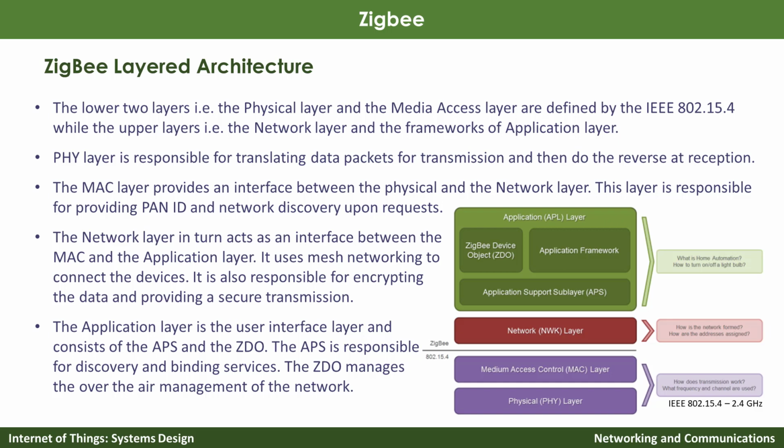The network layer in turn acts as an interface between the MAC layer and the application layer. It uses mesh networking to connect the devices, and it is responsible for encrypting data, providing secure transmission.